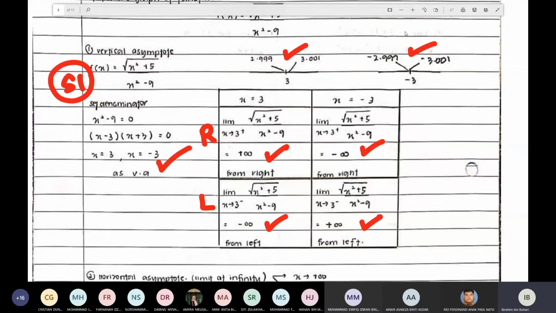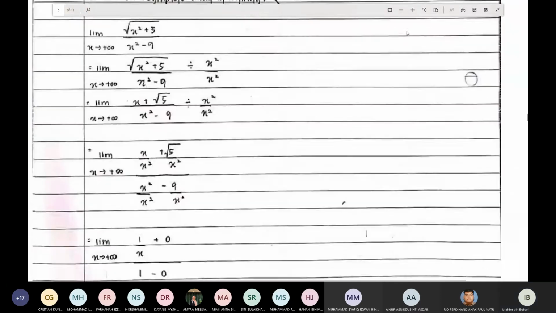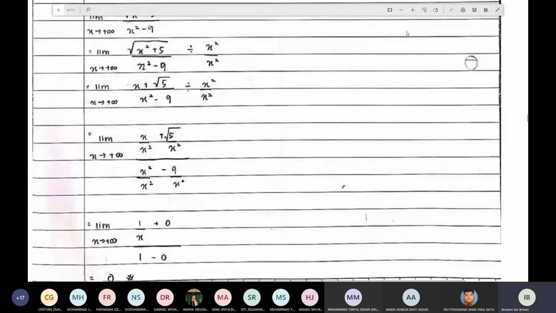Okay, cari jawapan. And conclusion you here: x equals to plus minus 3 is a vertical asymptote of the rational function. Okay, step 1, you find the vertical asymptote of the rational function. And step 2, you find the horizontal asymptote of the function.